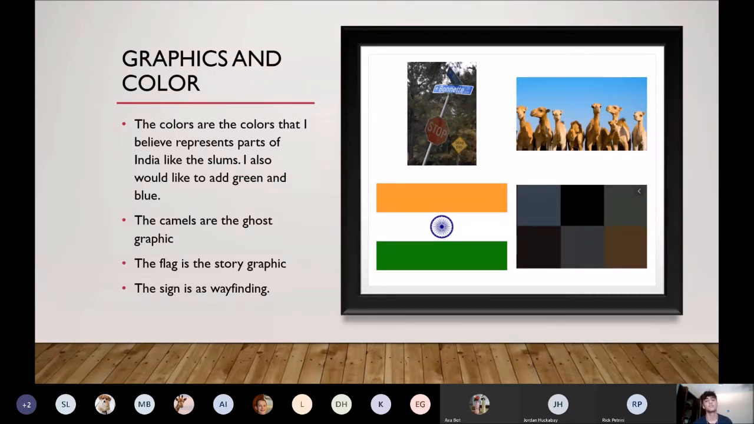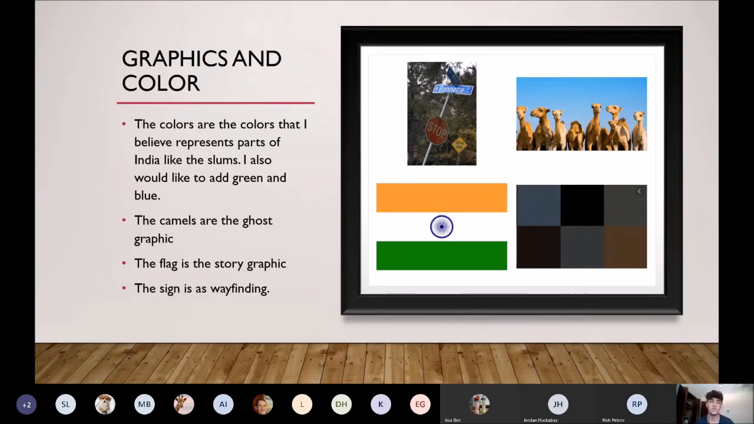So we had to find 3 different graphics. My ghost graphic is a background graphic, it doesn't really show out. It's the camels, because there's a lot of camels in India, so it brings out the nature of India, kind of. And then the flag is a story graphic because there's a lot of flags around India. They take the flag super seriously, and they have it everywhere when you go.